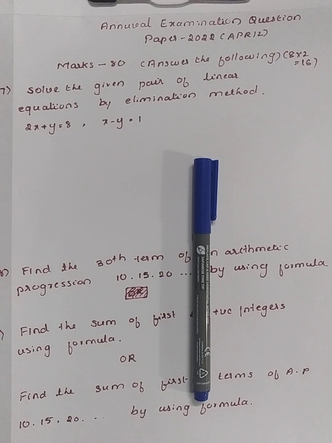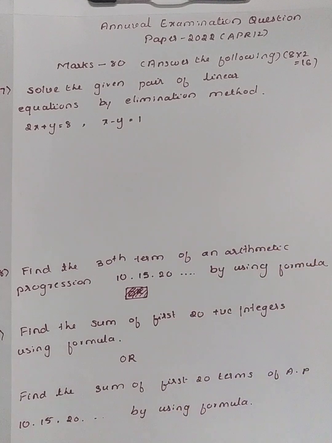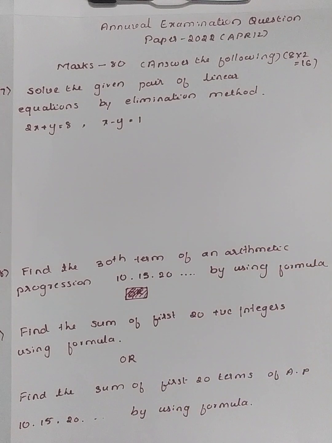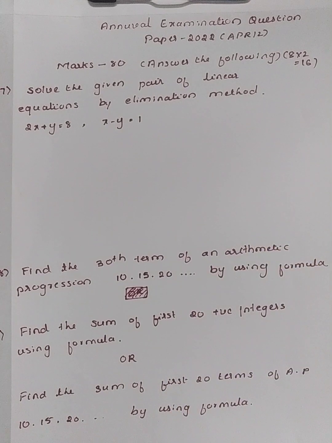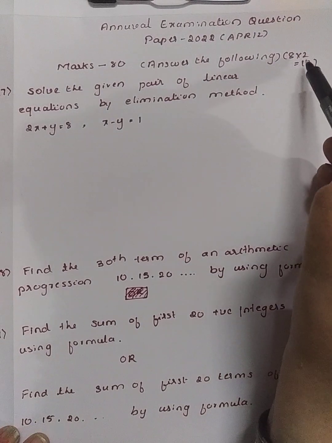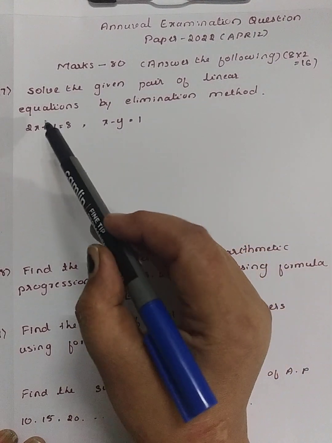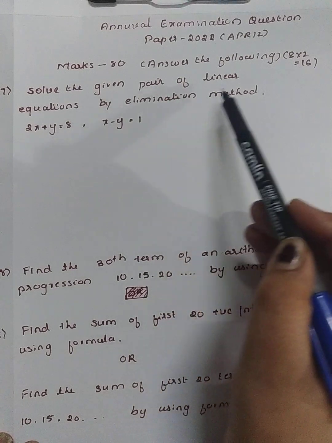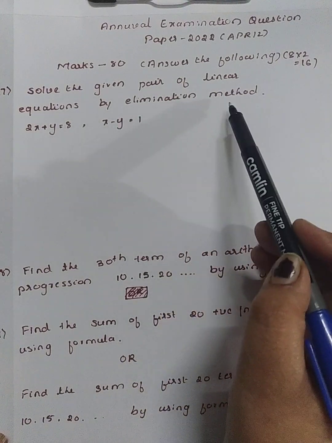In the previous video we discussed the annual examination question paper, April 2022, and we discussed only 1 mark questions. Today we are going to solve 2 marks questions, and there are 8 of them. So the first one is: solve the given pair of linear equations by elimination method.